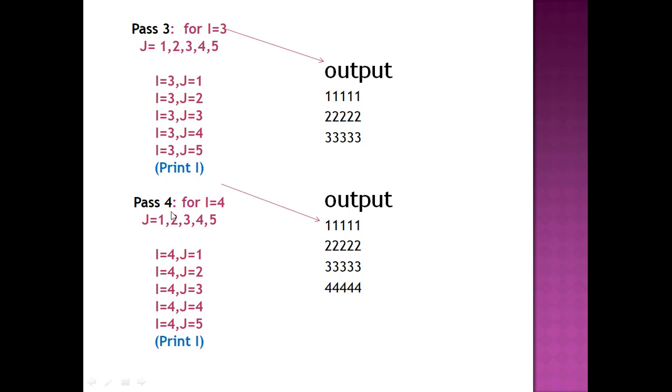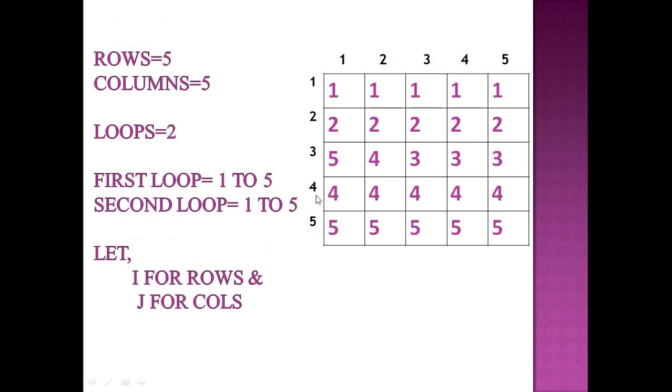And for the fourth pass, I will become 4 and j is equal to 1 2 3 4 5. So I is equal to 4, j is equal to 1. When I is equal to 4 and j is equal to 1, what should be printed there? The value of I. So what is the value of I? Value of I is 4. So 4 is printed there, and it will continue till the fifth location of j.